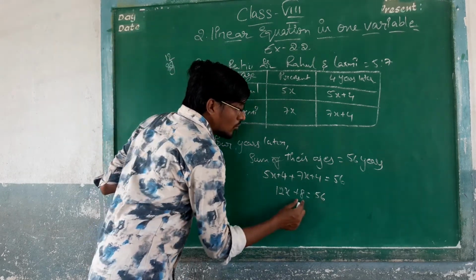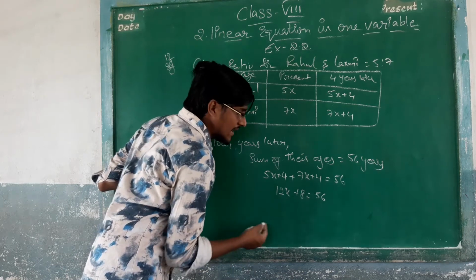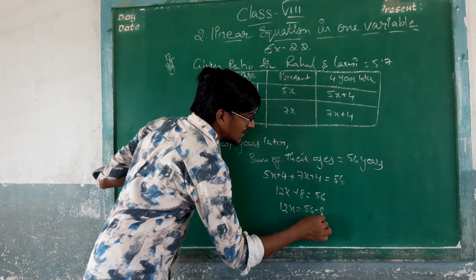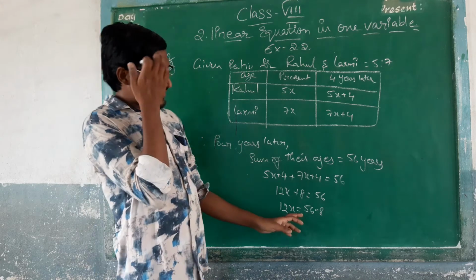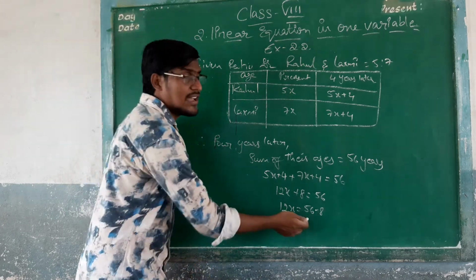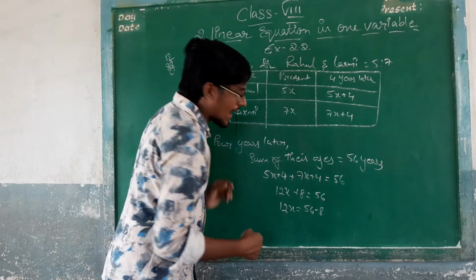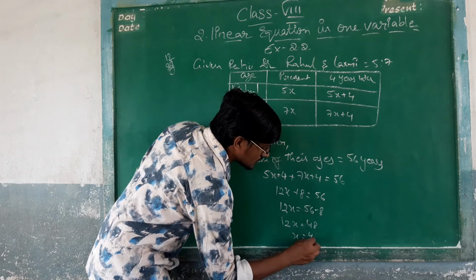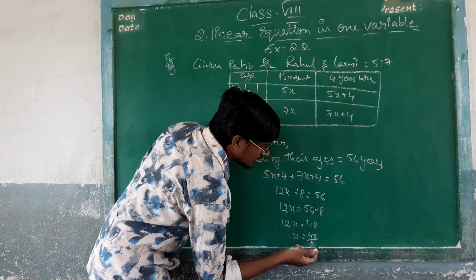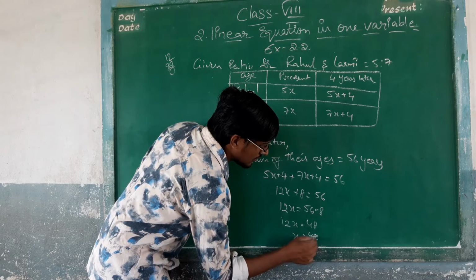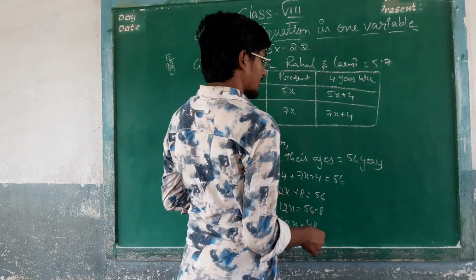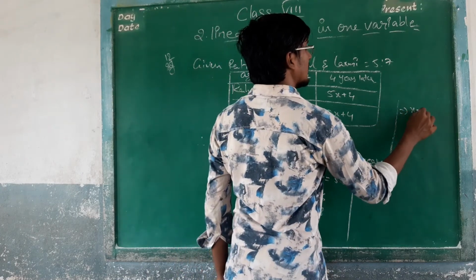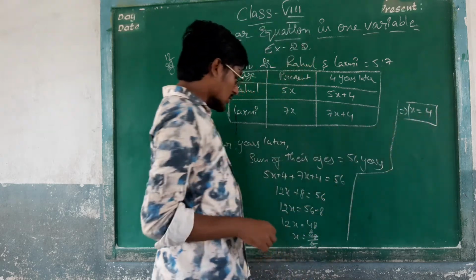Move this plus 8 to the right hand side, it will become minus 8. 12x equals 56 minus 8. What is the value of 56 minus 8? 48. 12x equals 48. We want the x value, so move this 12 to the right hand side, it becomes 48 by 12. 12 fours are 48. That implies x equals 4.